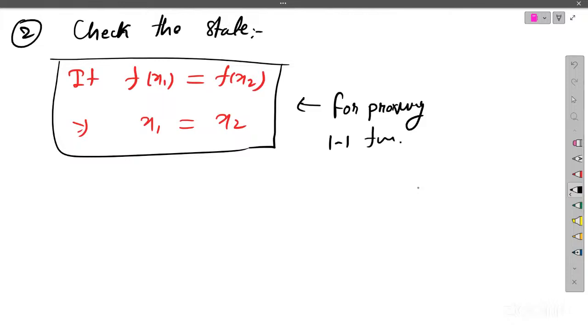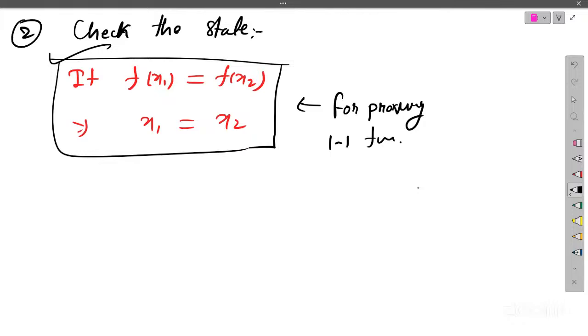functions. So for example, if you think that a given expression might be a 1-1 function, you can check this statement: if f of x1 is equal to f of x2, you can imply that x1 is equal to x2. So this is another statement which we can use for proving that a function is 1-1 or not.